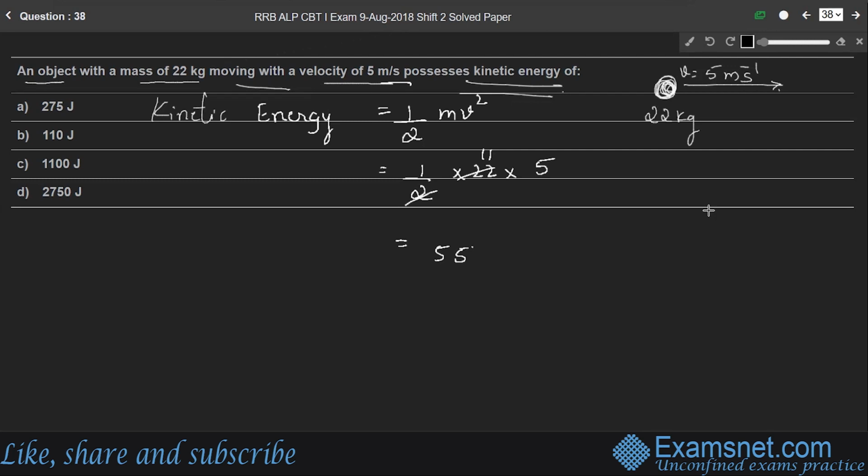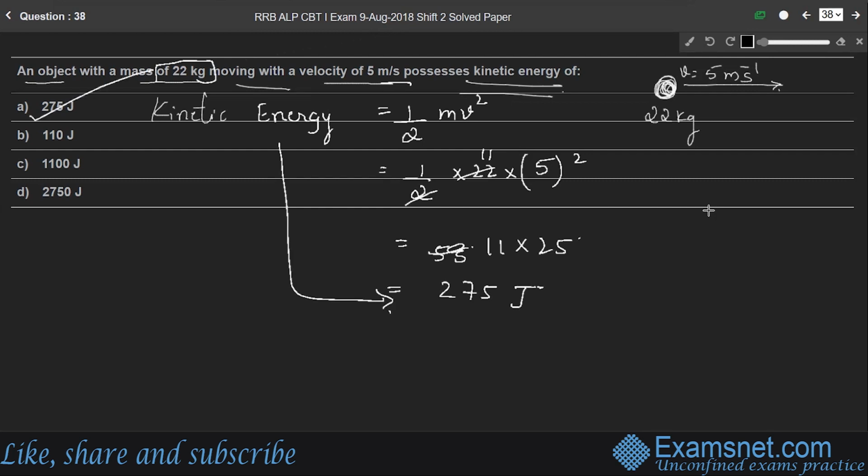kg, right? So in SI units, unit of mass is kg. Yes. V square, since it is V square, so it becomes 5 square, right? So it becomes 11 into 5 square is 25, right? So 25 into 10, which is 250 plus 25, 275 joule is kinetic energy of the body, right? 275 joule. Option A is the right answer.